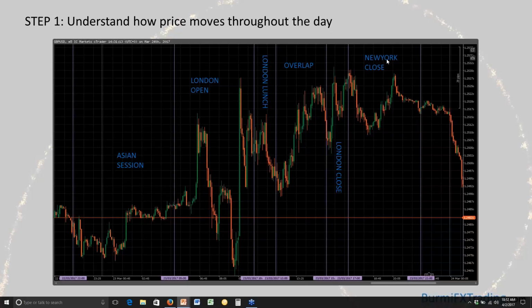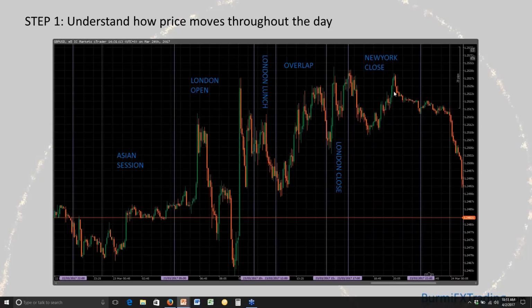Same thing on New York close. Price makes another attempt to break the highs, and most likely it's not gonna break those highs, so you can actually take another trade here. So we see the same thing here, price spikes up to the highs, and then we see price comes all the way down to the base of the spike. And here we actually see another attempt. These are very high probability trades.